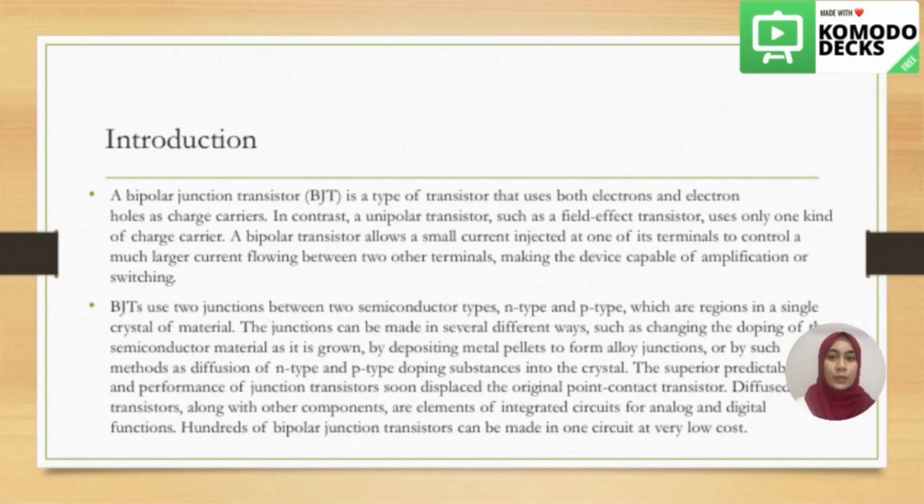The superior predictability and performance of junction transistors soon displaced the original point contact transistor. Diffused transistors, along with other components, are elements of integrated circuits for analog and digital functions. Hundreds of bipolar junction transistors, BJTs, can be made in one circuit at a very low cost.